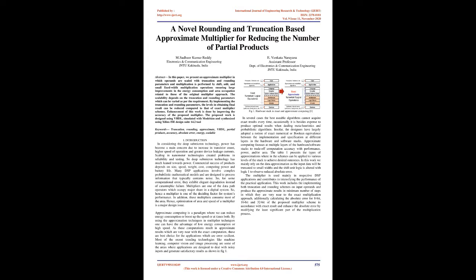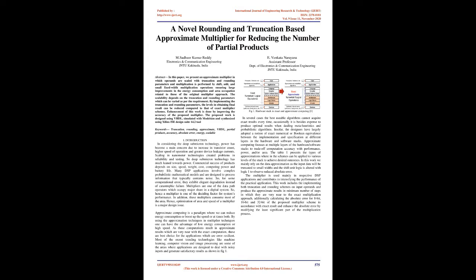In several cases the best usable algorithms cannot acquire exact results every time. Occasionally it is too expensive to produce optimal results when dealing with meta-heuristics and probabilistic algorithms. Thus far, designers have largely adopted a notion of exact numerical or Boolean equivalence between the implementation and specification at different layers in the hardware and software stacks. Approximate computing focuses on multiple layers of the hardware/software stacks to trade off computation accuracy with performance, power, and/or area. Table 1 presents the types of approximations wherein the schemes can be applied to various levels of the stack to achieve desired outcomes.